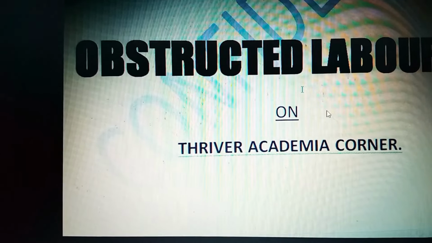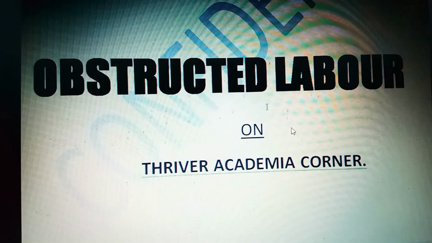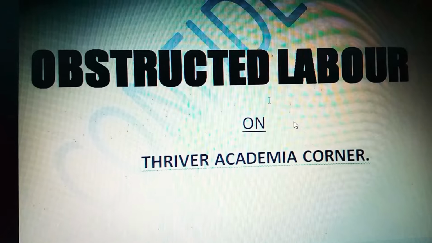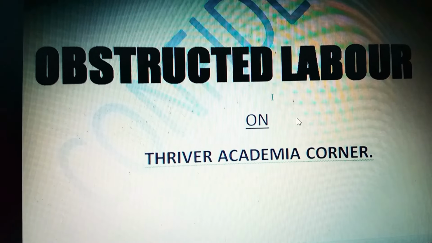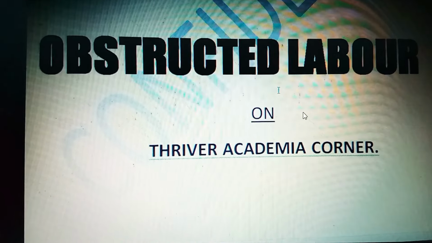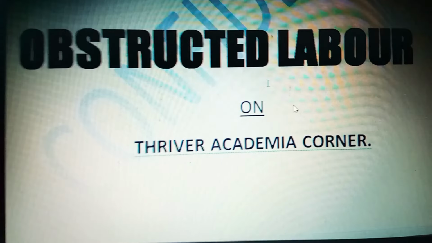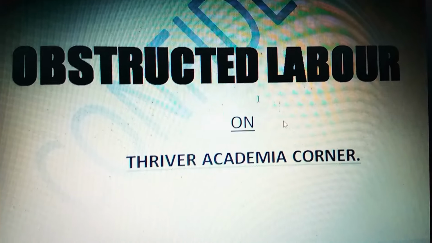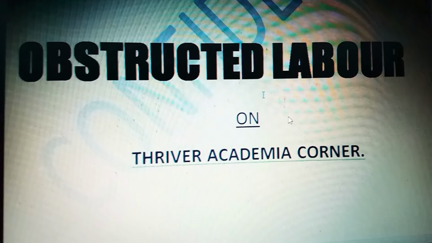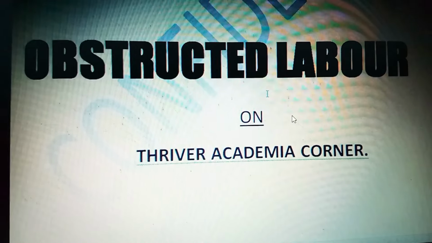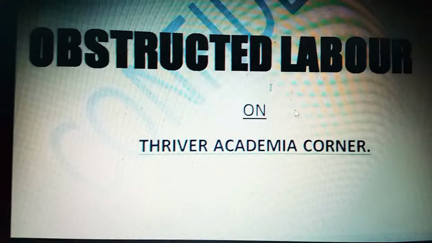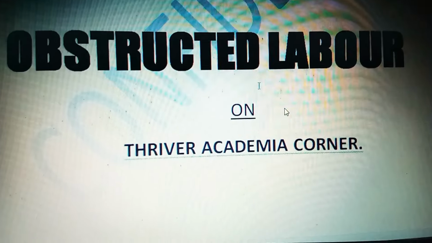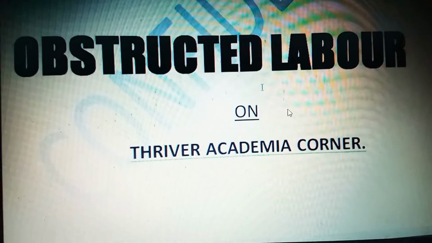This obstruction can occur at the inlet of the pelvis, in the cavity of the pelvis, or at the outlet of the pelvis. So the obstruction can occur anywhere in the pelvis: inlet, cavity, or outlet. Now, what are the causes of obstructed labor?